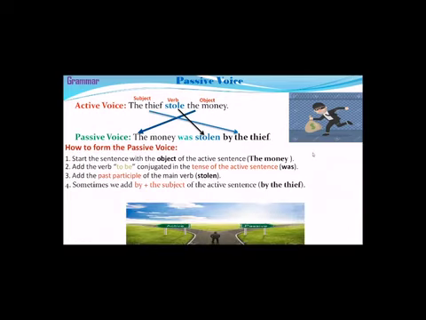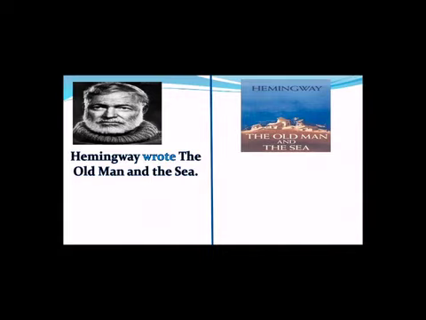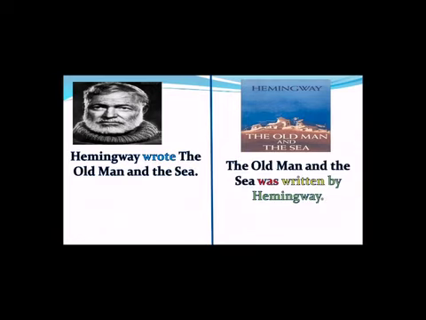Now let's see another example, which is in the simple past. Now I would like you to guess the passive form of this sentence. This is Hemingway, an American writer. Hemingway wrote The Old Man and the Sea. This is a wonderful novel that, by the way, I advise you to read. So we should start by what? By, very good, the object, which is The Old Man and the Sea, and the sentence becomes The Old Man and the Sea was. Here we added the verb to be in the simple past because the verb is in the simple past. Written by whom? By Hemingway.